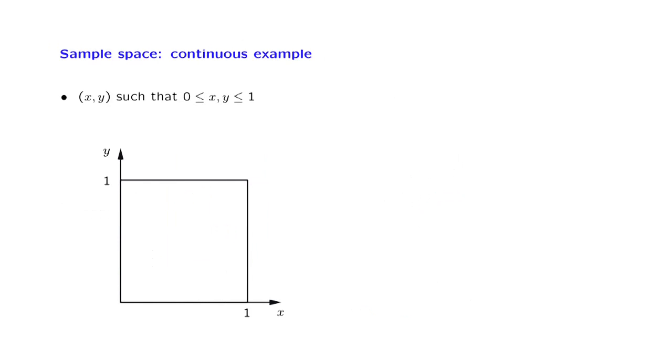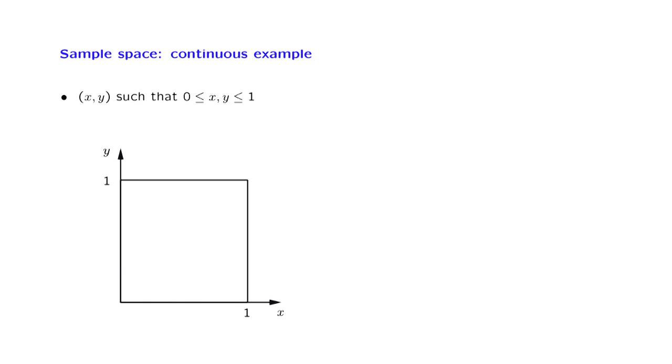The previous example involved a sample space that was discrete and finite. There were only 16 possible outcomes. But sample spaces can also be infinite, and they could also be continuous sets. Here's an example of an experiment that involves a continuous sample space.